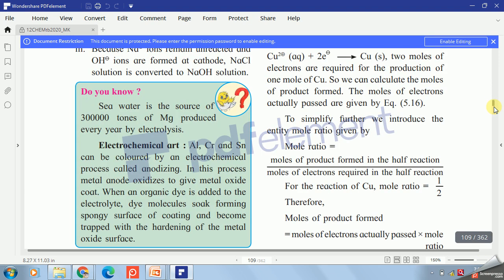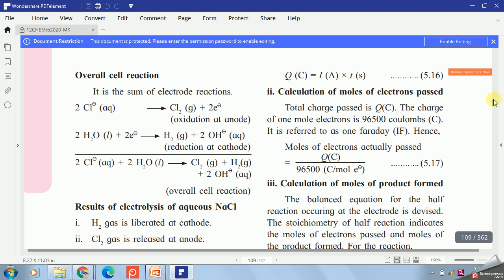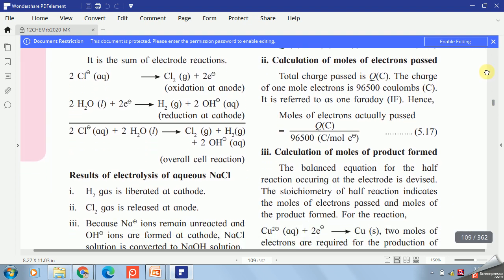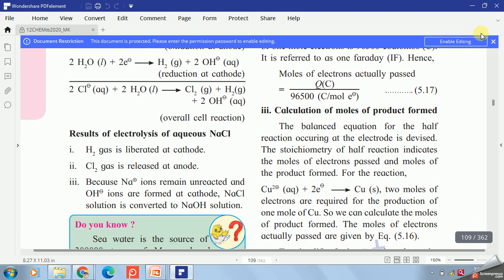So here, because Na⁺ ions remain unreacted and OH⁻ ions are formed at the cathode, NaCl solution is converted into NaOH solution. We observe that there is a formation of sodium hydroxide. Okay.